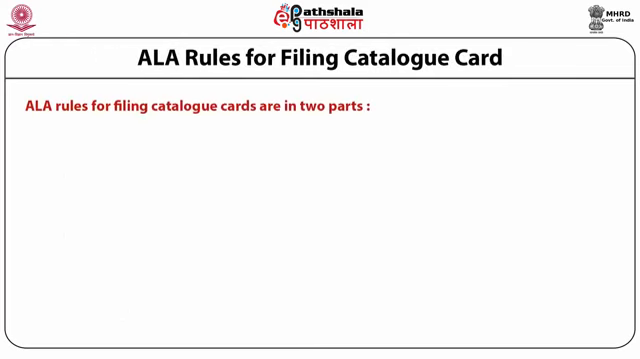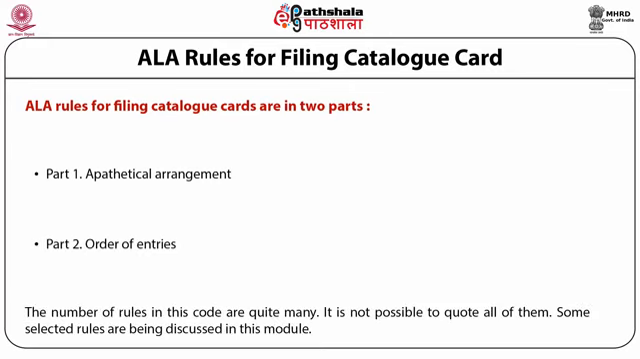ALA rules for filing catalog cards are in two parts. Part 1, alphabetical arrangement. Part 2, order of entries. The number of rules in this code are quite many. It is not possible to quote all of them. Some selected rules are being discussed in this module.